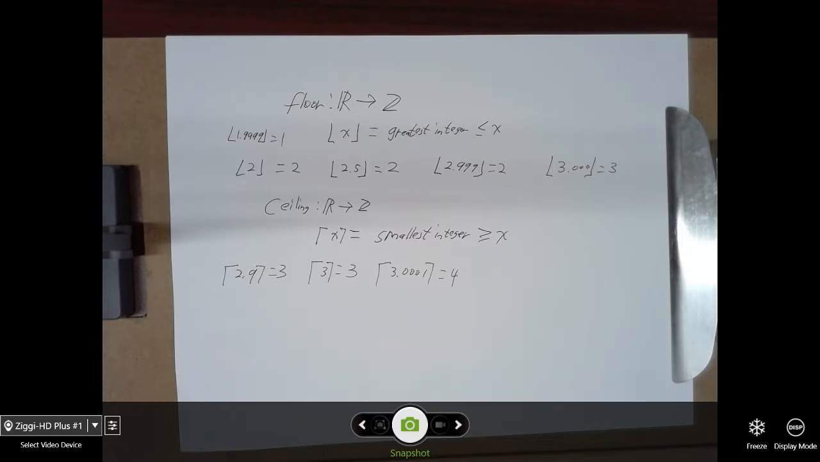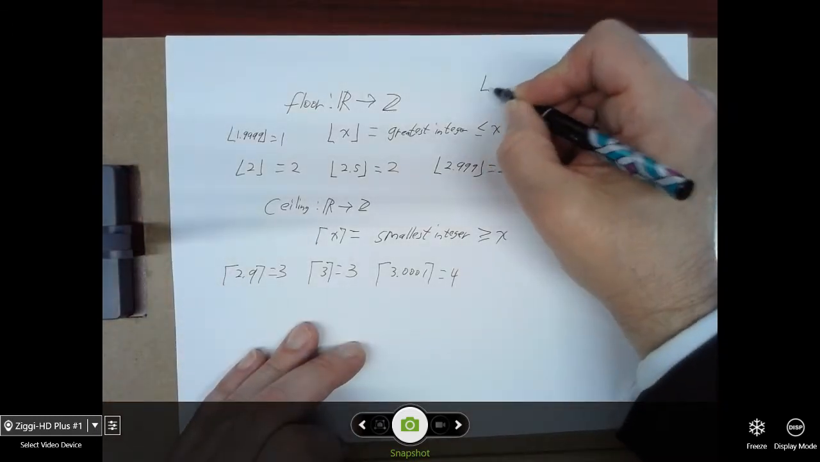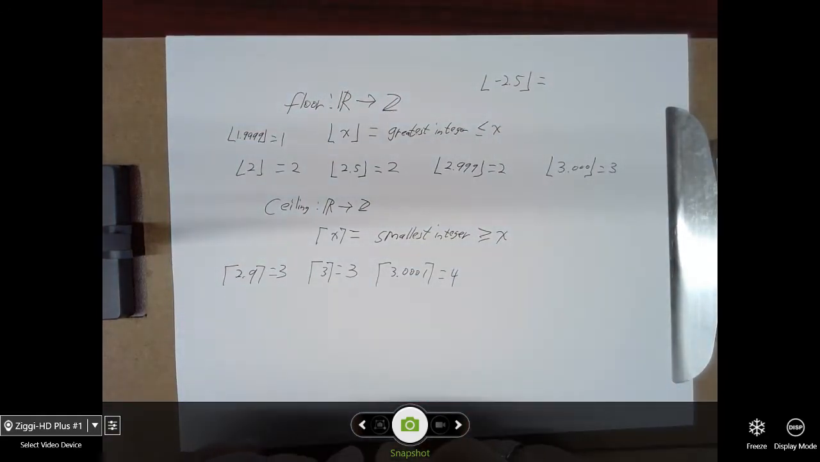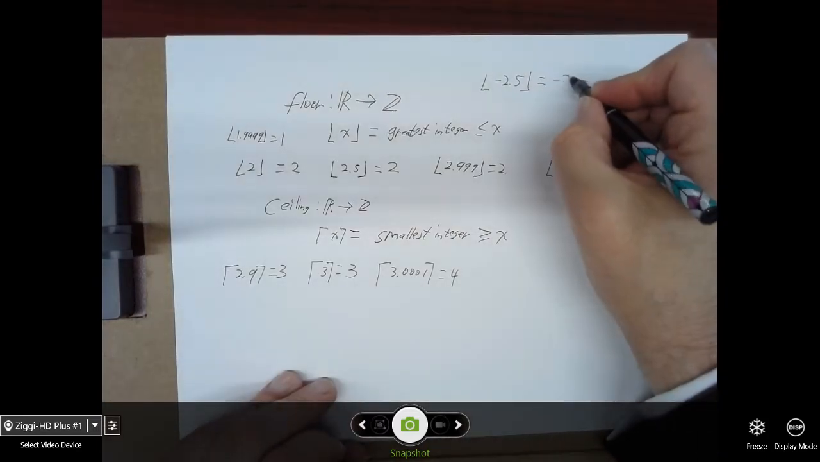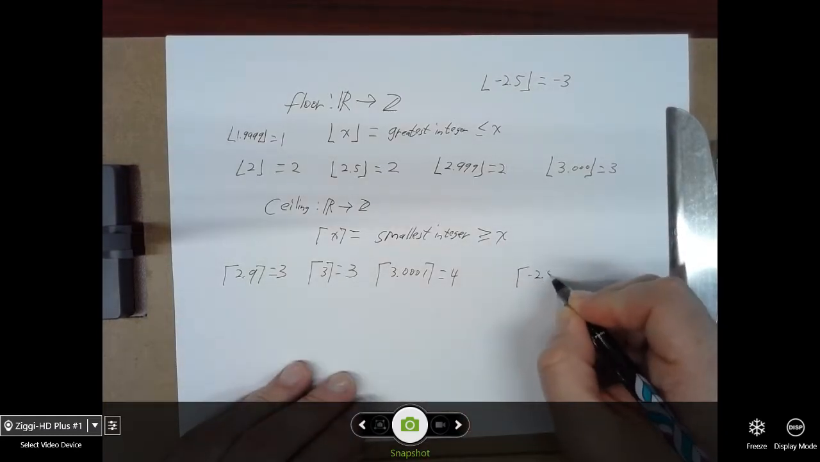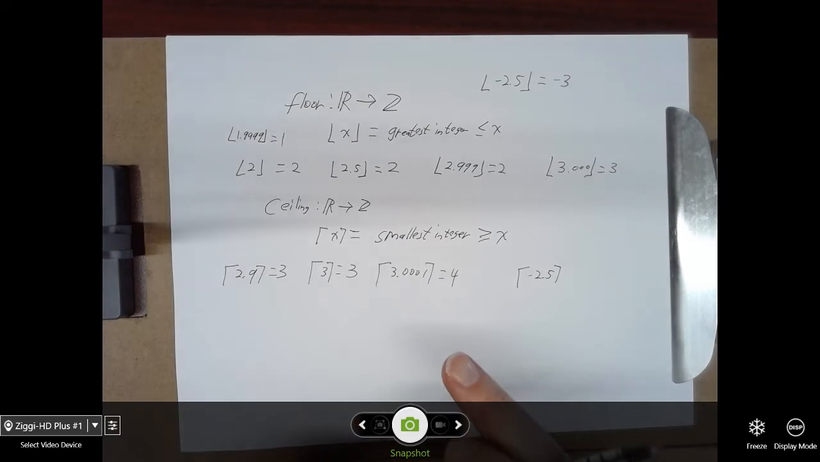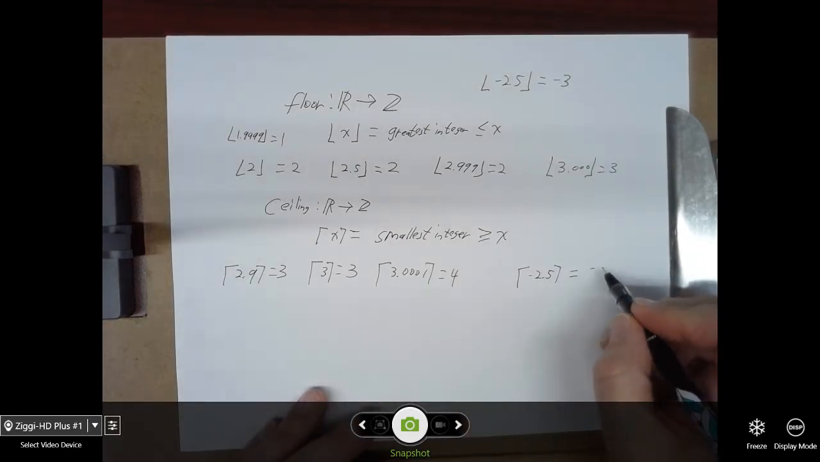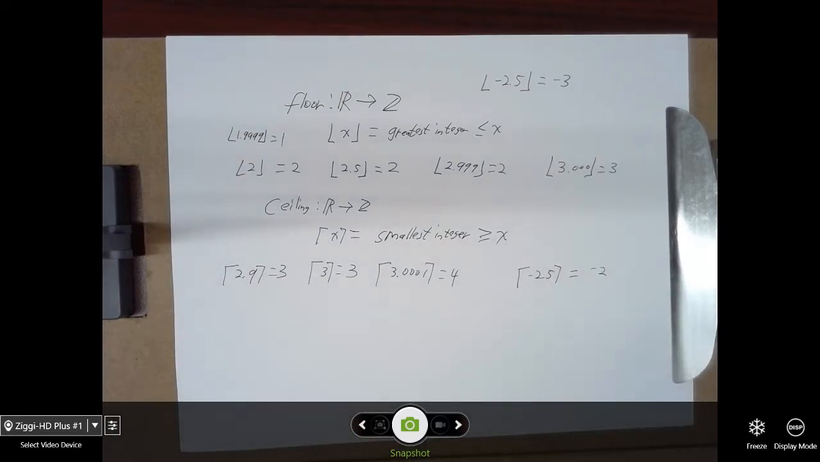Because, well, let's just do some negatives. So floor of negative 2.5. What's the greatest integer less than or equal to minus 2.5? Negative 3, right, because negative 2 is bigger. Ceiling of negative 2.5, smallest integer bigger than that. That's negative 2. Is there no way to easily write just closest to 0? Yeah.